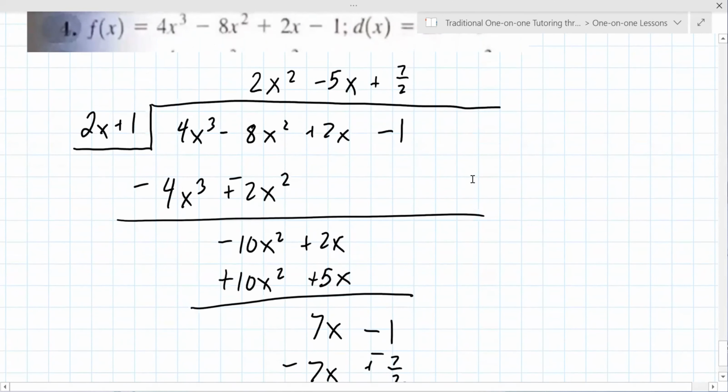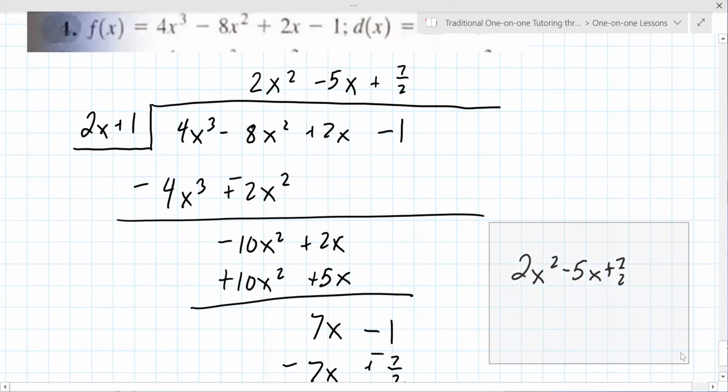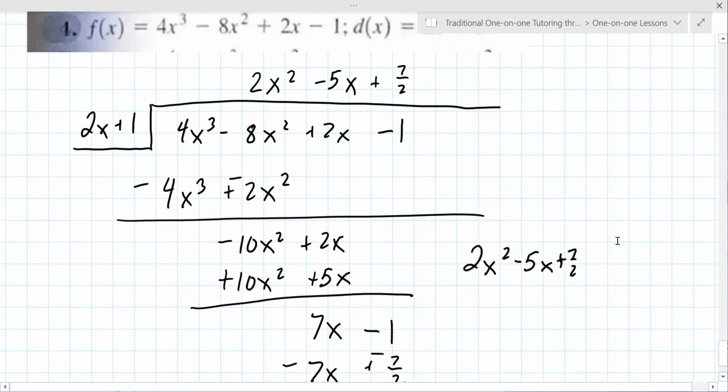So your final answer is, and I usually write it off to the side because of all this, minus 5x plus 7 halves. It's that plus negative 9/2 over 2x plus 1.